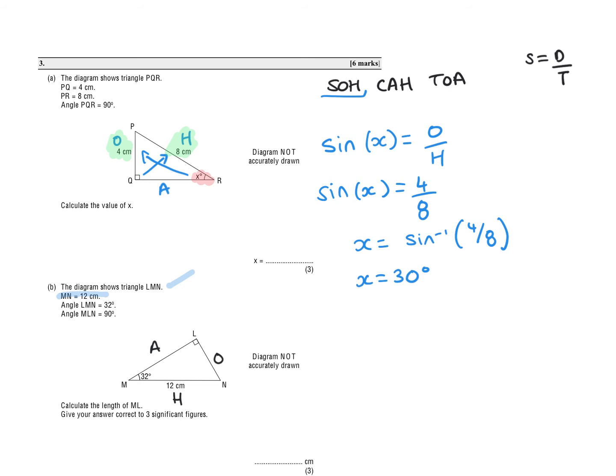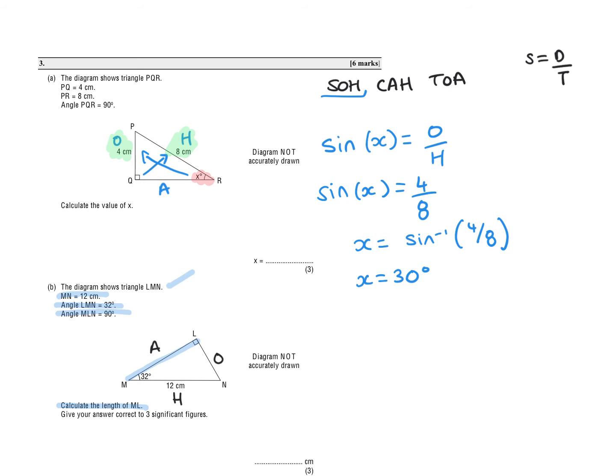MN equals 12, did they put that on? MN equals 12, yes. Angle LMN is 32, yes, because sometimes they write this down, but they don't actually write it on the diagram. So we always need to double check. And angle MLN is 90 degrees. Brilliant. Calculate the length of ML. Okay, ML is here.